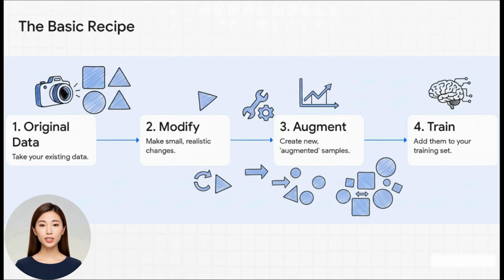And the basic recipe for this is incredibly simple. 1, you take the data you have. 2, you make some small, realistic changes to it. 3, you get these new augmented samples. And 4, you just toss them back into the training pile. That's it. Suddenly, your model has way more to chew on. So let's look at what those changes actually are.